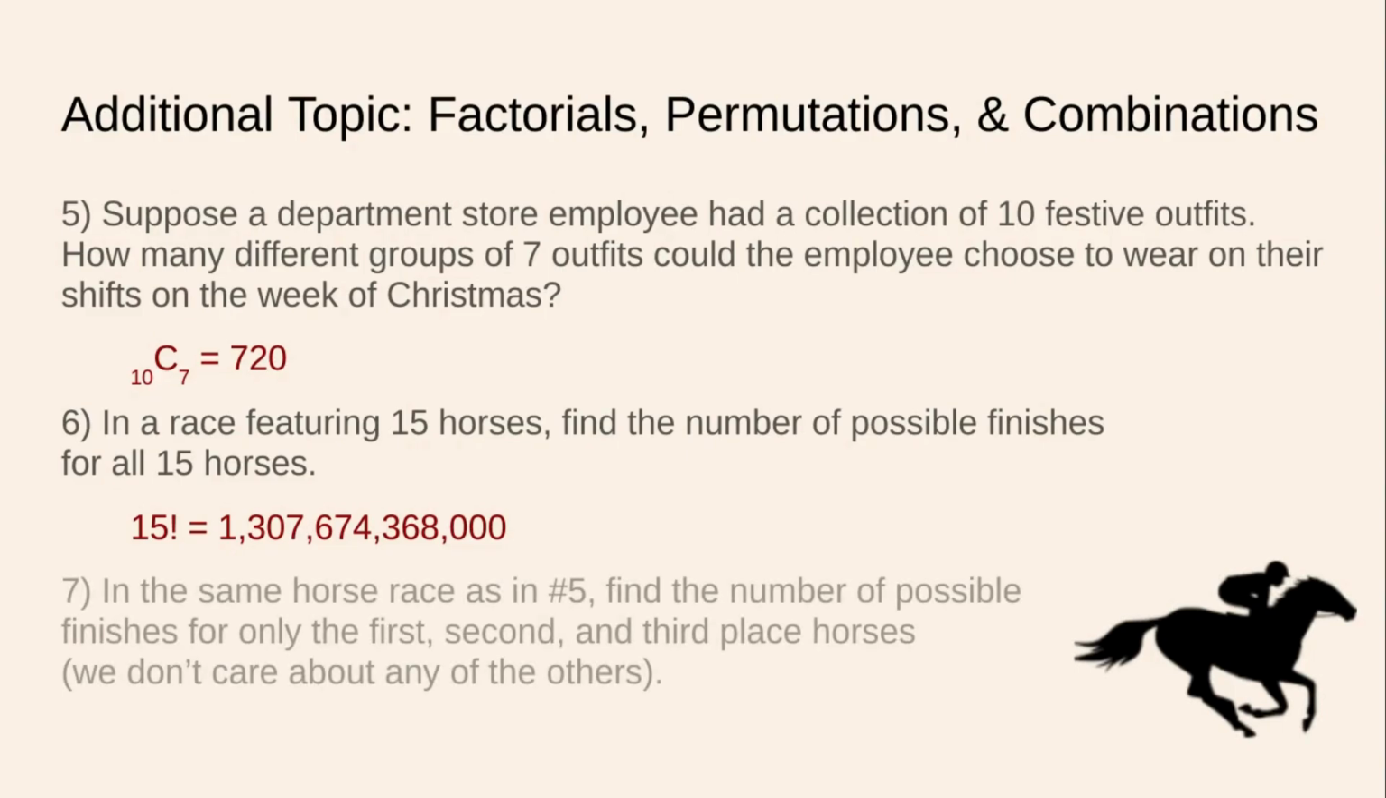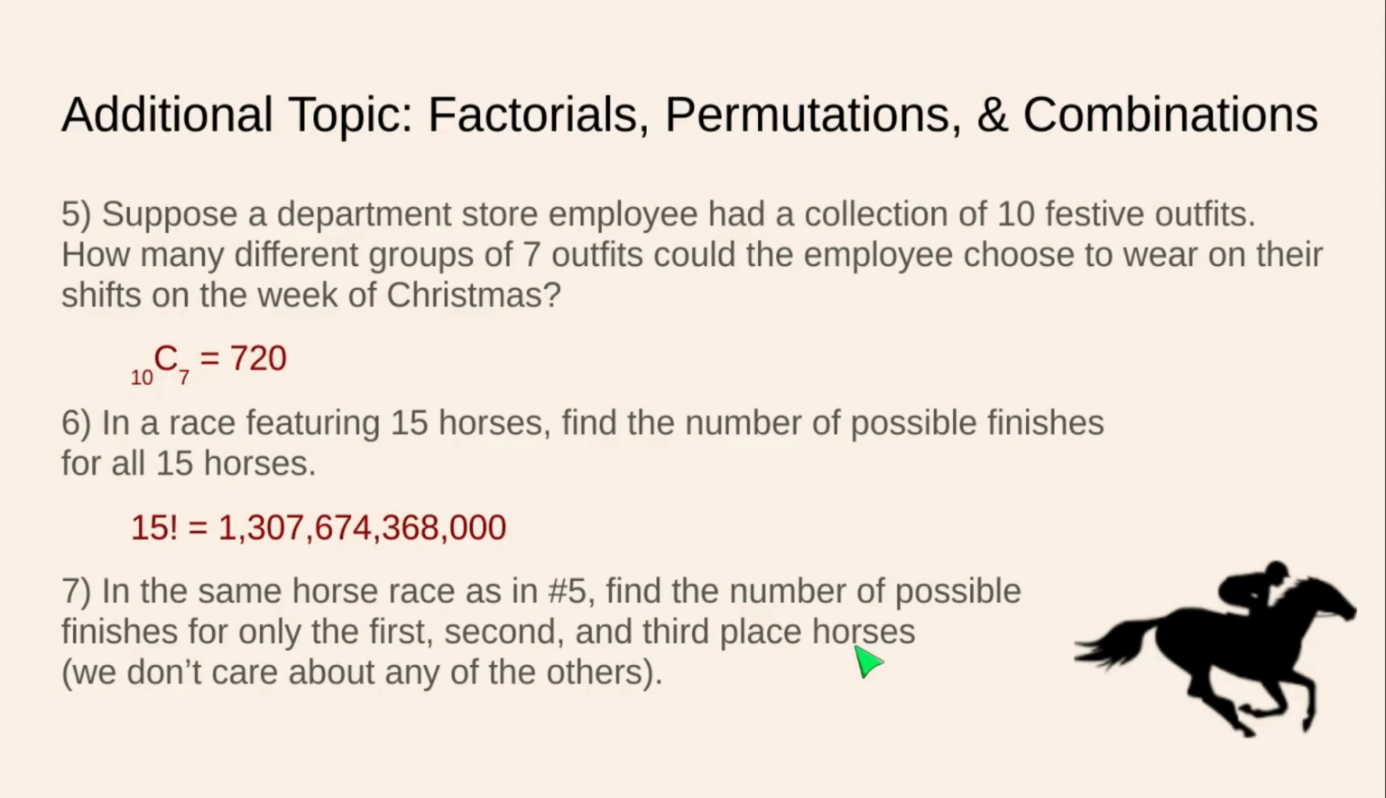So, last one. In the same horse race as number 5, oops, that should be number 6, pardon me. Find the number of possible finishes for only the first, second, and third place horses. All right, and we don't care about any of the others. So we only care about 3 of the places. We don't care about the order of the rest. Try this one on your own, see how you do. Again, this is referring to number 6, of course, not number 5. We're not horse racing around the department store.